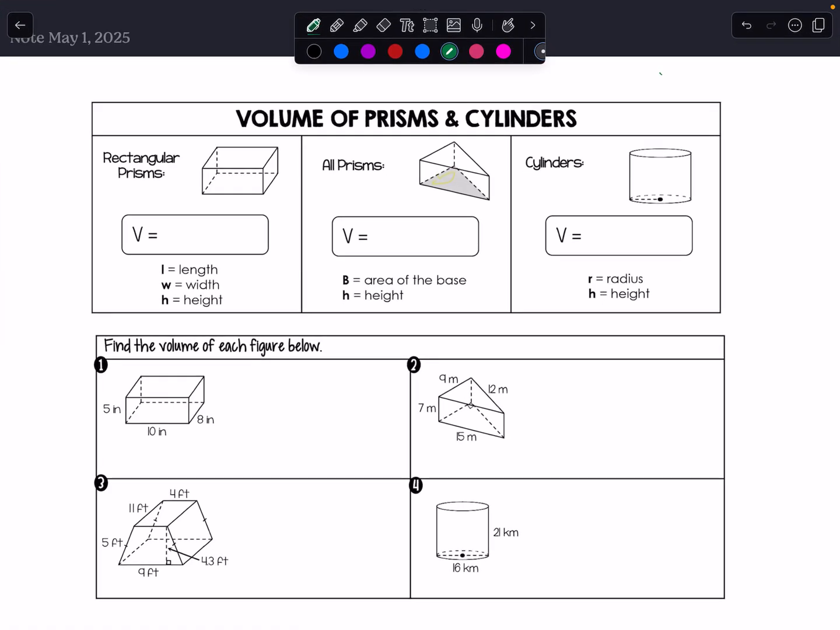Hello, today we're going to be talking about the volume of prisms and cylinders. So first, we need to know what volume is. Volume is the space inside of a three-dimensional figure.